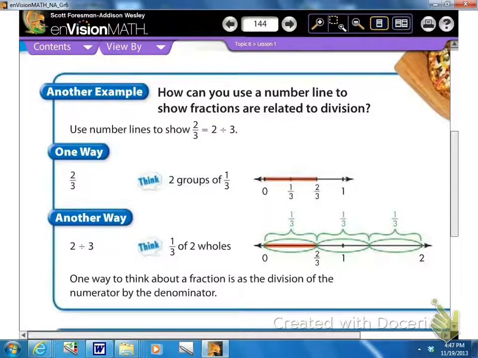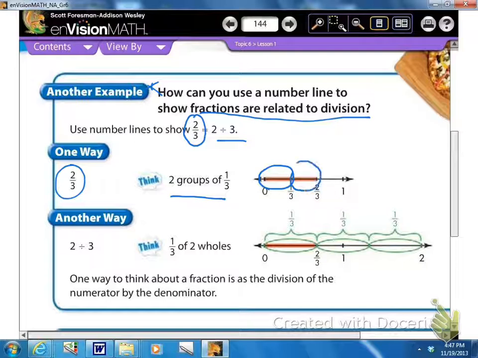Alright, so look back on page 144 at another example, and they want you to see how you can use a number line to show fractions are related to division. So use number lines to show 2/3 really equals 2 divided by 3. Here's one way. So here's 2/3. Think of 2 groups of 1/3. So here's 1/3, right? And then there's another third, which makes your 2/3.